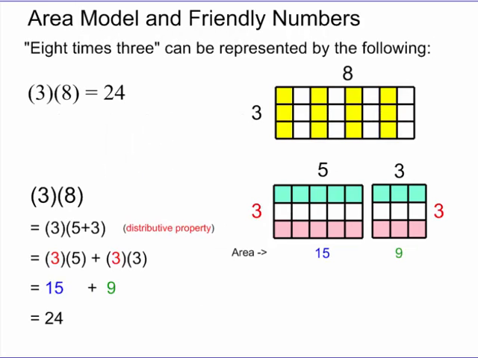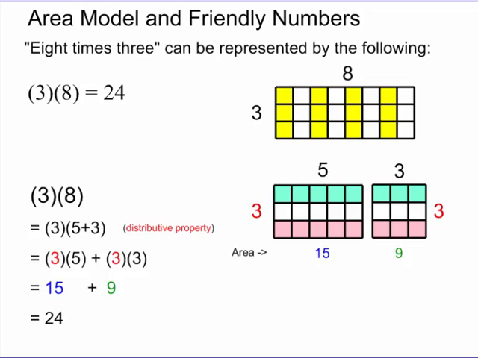So we have looked at the area model and friendly numbers already. We did this one before: 3 times 8 is 24. We talked about the number of squares being present in rows and columns. We talked about how we can break up those 24 squares into two groups, in this case 15 squares and 9 squares. What I want to focus on over here though is the number model.